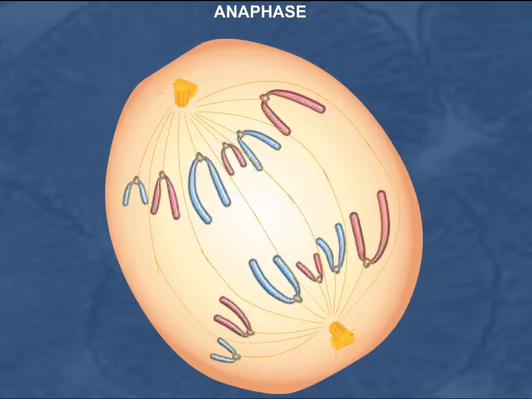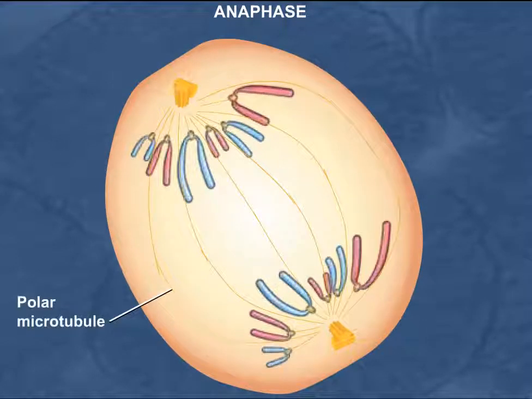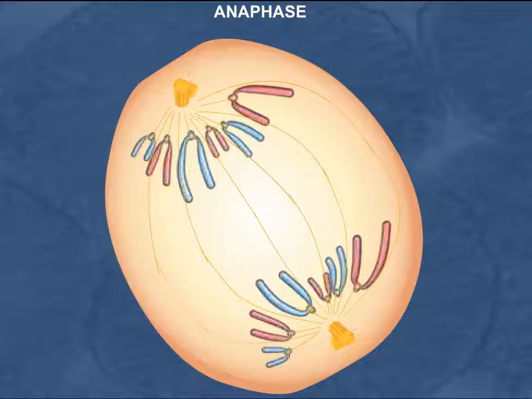Toward the end of anaphase, the polar microtubules push against each other and cause the two poles to be moved farther away from each other. Each daughter cell will receive the same complement of chromosomes as was originally found in the mother cell, thus assuring that each daughter cell gets an identical copy of genetic information.